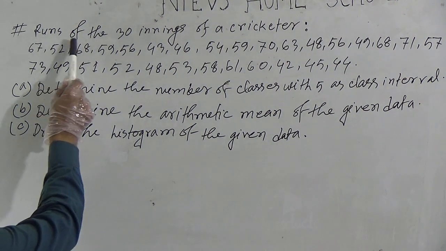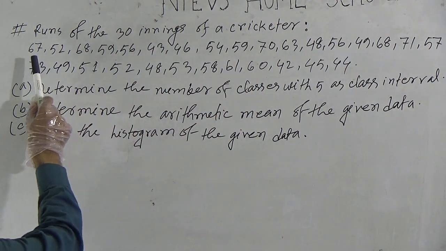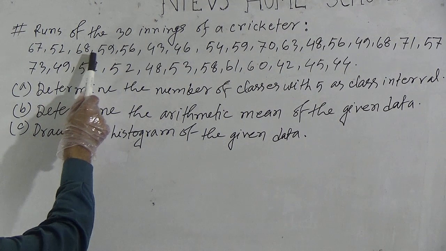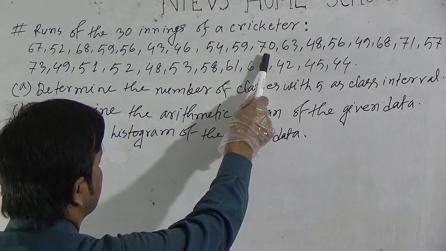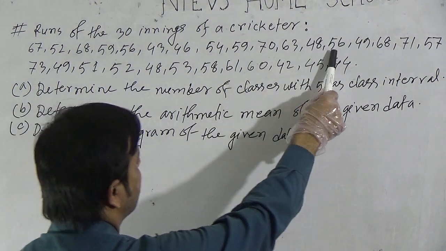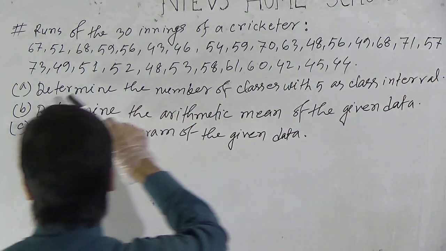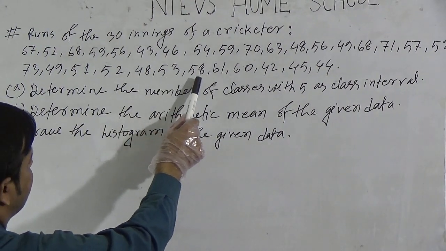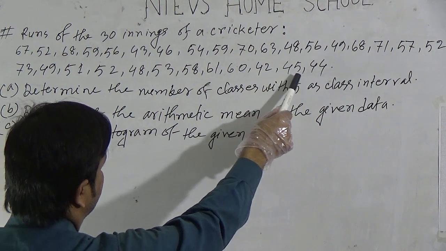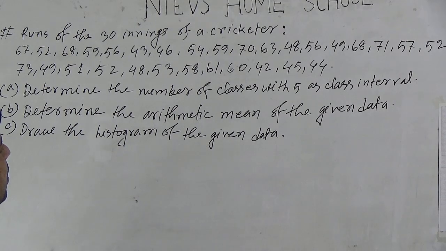Here, runs of the 30 innings of a cricketer are 67, 52, 68, 59, 56, 43, 46, 54, 59, 70, 63, 48, 56, 49, 68, 71, 57, 52, 73, 49, 51, 52, 48, 53, 58, 61, 60, 42, 45 and 44. These are the runs of a cricketer of 30 innings.